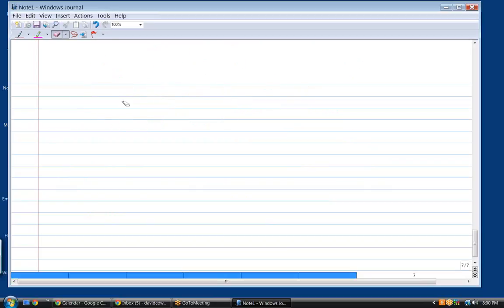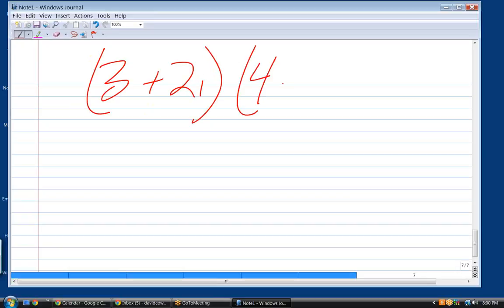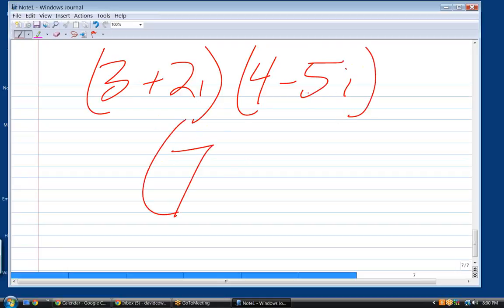Now, working with complex numbers is very, very straightforward. If I have 3 plus 2i and I add it to 4 minus 5i, just add the real parts together, 7, and the imaginary parts together. There's your answer. That's if it's plus. Subtraction would be the same thing. Subtract the real parts, subtract the imaginary parts.